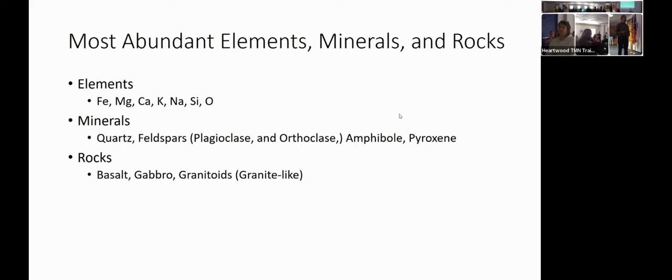Anyway, okay, so the most common rocks that are found as a result of igneous processes are basalt, which is a volcanic rock that's got a lot of iron and magnesium. Gabbro, which is the intrusive version of basalt. So if you were to melt gabbro in an oven and cool it really quickly, it would look just like basalt.